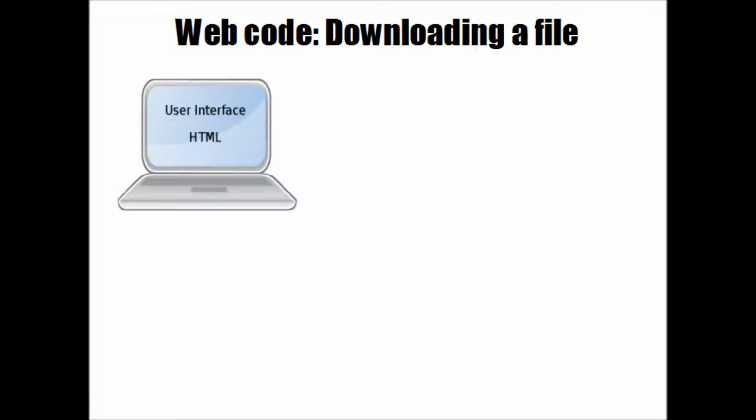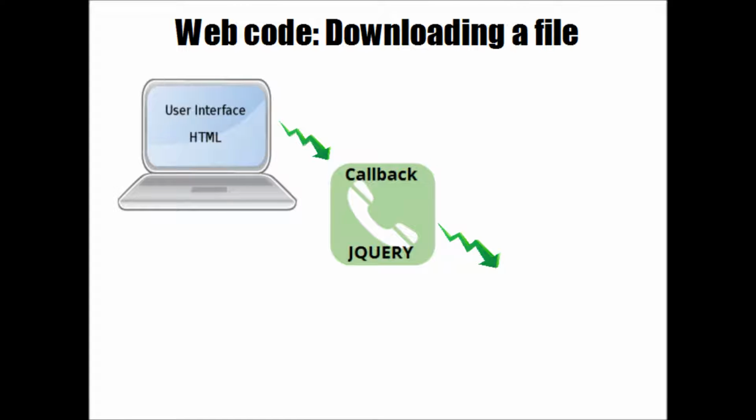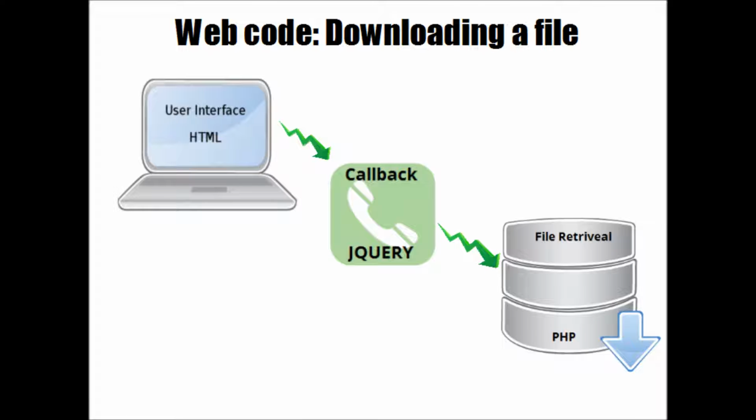The web code to execute a file download can be broken down into three segments. First, the user interface, written using HTML, provides the site visitor with a clickable object which initiates the file transfer. When the user clicks the object, some jQuery code is called in response to the request. This code will then execute a PHP script to retrieve the requested file.